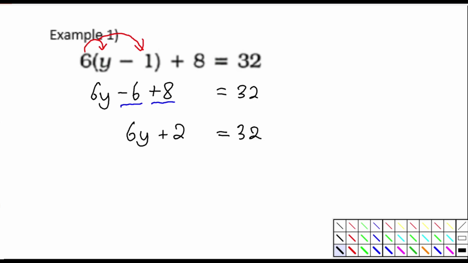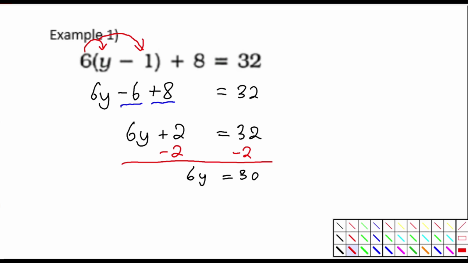Okay? After that, guess what? It turned into a two-step equation. So now we are good. So we're just going to subtract 2 from both sides of the equation. So that's good there. This will give us 6y is equal to 30.